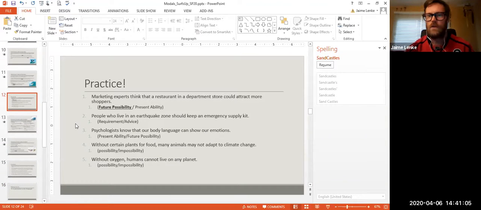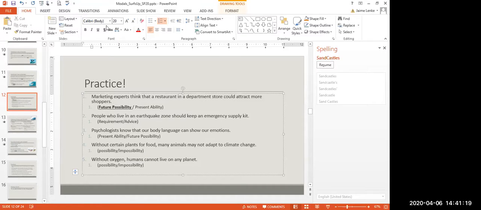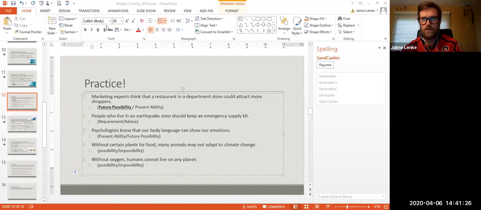Okay. Perfect. Okay. So people who live in an earthquake zone should keep an emergency supply kit. Again, is that a requirement or advice? Requirement. So it sounds like a requirement, right? But people who live in an earthquake zone should keep an emergency supply kit. So here the modal that we're using is should.